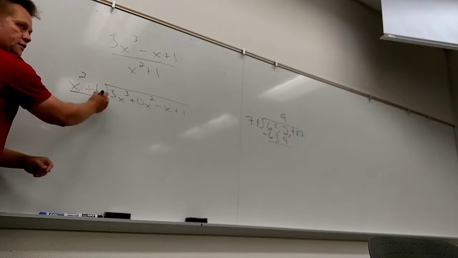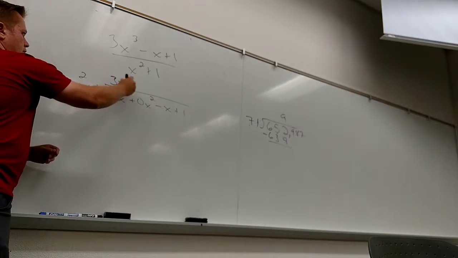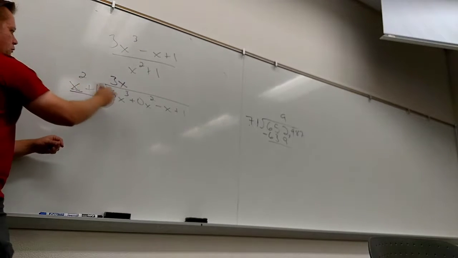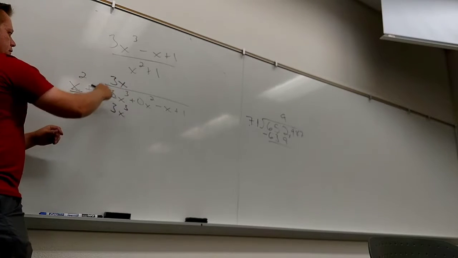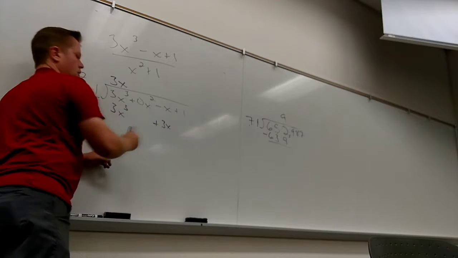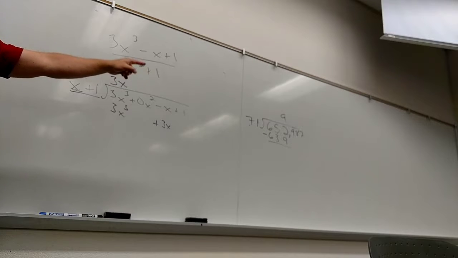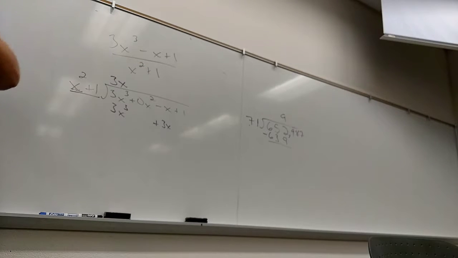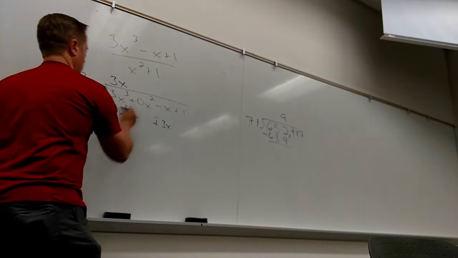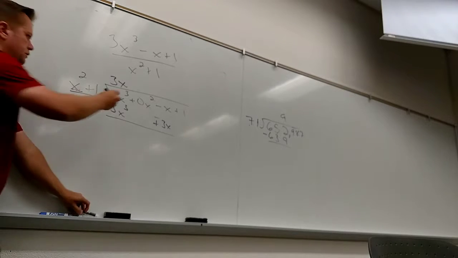I don't try to do this. I look at this. X squared times what is 3x cubed? 3x. And then like we did there, 3x times x squared is 3x cubed. 3x times 1. 3x, and it's going to go over here. And then what did we do there? The one that is really easy to forget. You have to change the signs. You have to subtract, which means change the signs.